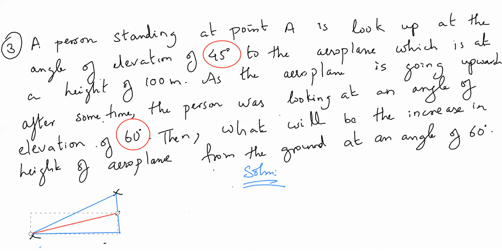After some time, what will happen? It will go to 60 degrees. So 45 degrees is this much and 60 degrees will be this huge thing. At 45 degrees, the aeroplane was first at point C. It was 100 meters. So if I mark here A, B, C, and this is D, what is the question? What will be the increase in height of the aeroplane? So they are asking for CD, and I'll give it as X.